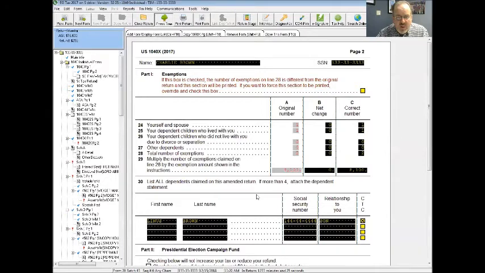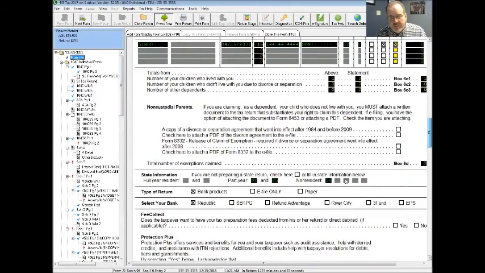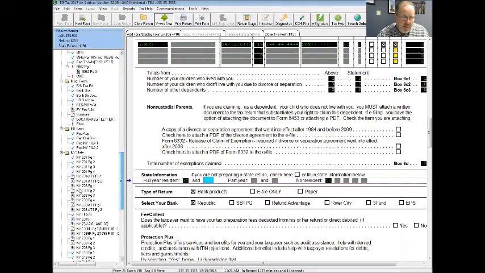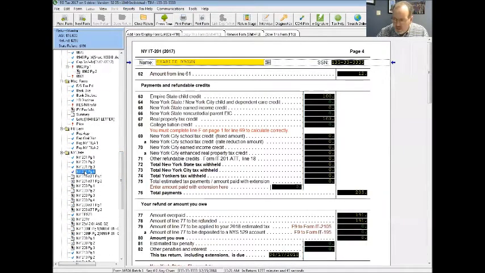Line 69 on page 4. Okay, so let me change this return here to a New York one. Okay, so we had a question on line 69, New York City school tax credit. If you have somebody that's in New York City, is that the question, Tony, about the New York City?